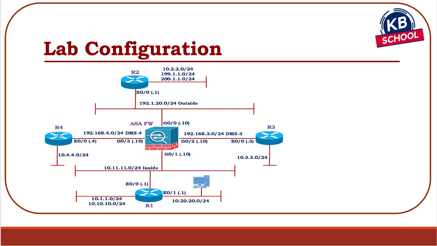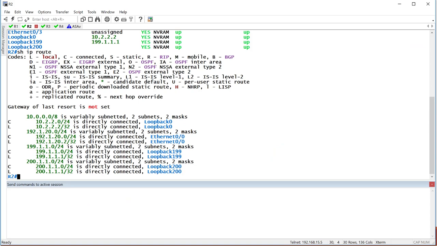Now let's go check the other one. The next one is the router inside. Router inside again has one Ethernet interface facing 10.11.11.0, another one facing 10.20.20.0, the Ethernet, and a couple of loopbacks, 10.1 and 10.10. Let's take a look at it. So I should have a total of 4 interfaces, 2 loopbacks and 2 Ethernets. Let's check that.